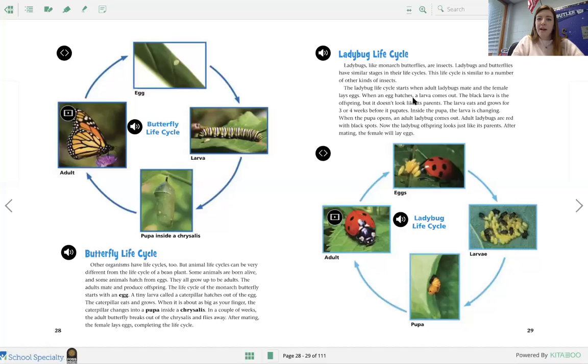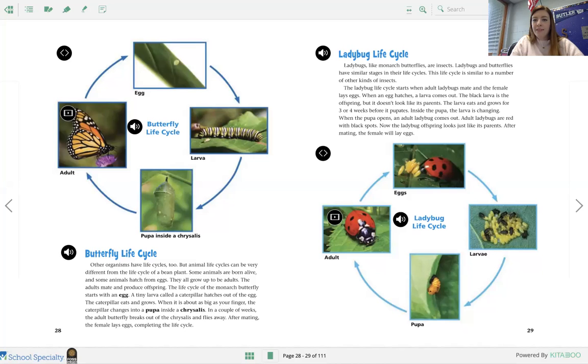All right, let's read about a ladybug's life cycle. Ladybugs, like monarch butterflies, are insects. Ladybugs and butterflies have similar stages in their life. This life cycle is similar to a number of other kinds of insects.